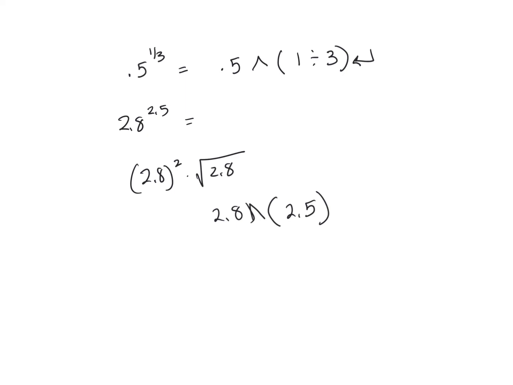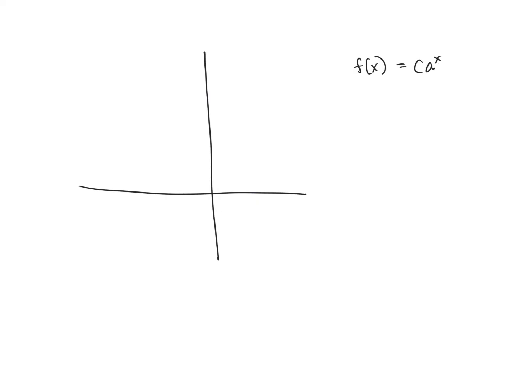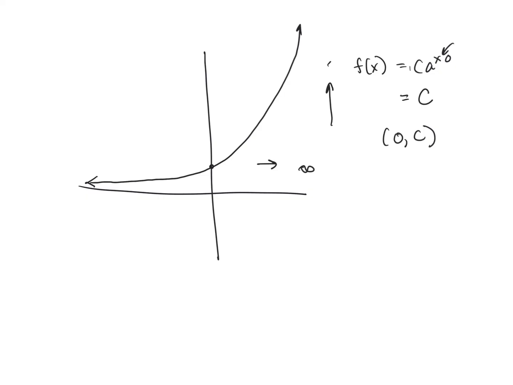So what does it look like to graph these? First of all, if you have any basic function f of x equals c times a to the x, when x is 0, a to the x is just going to be 1, so your intercept is going to be 0, c. So it crosses at whatever that c is. And as long as a is greater than 1, it's going to look like this and grow exponentially up here. As x goes to infinity, it's going to go up to infinity.